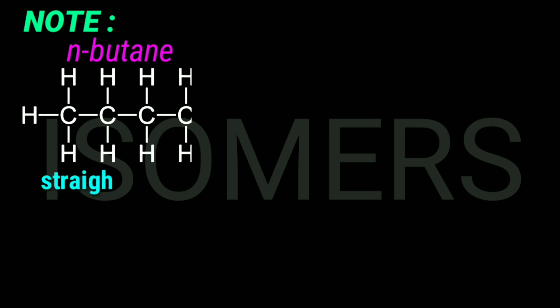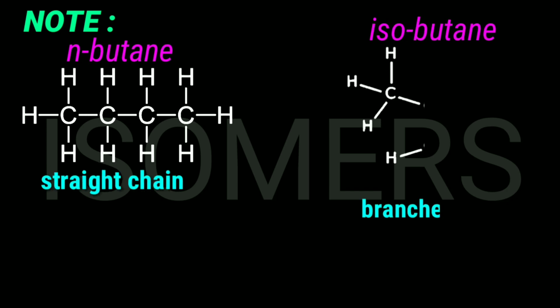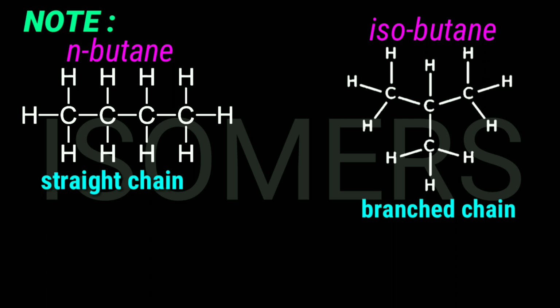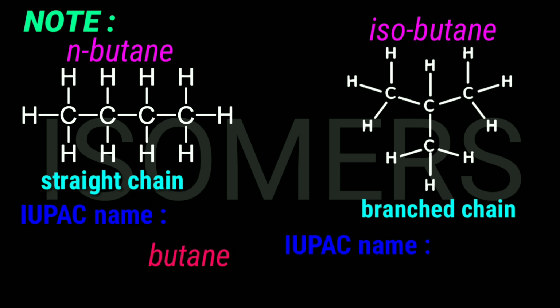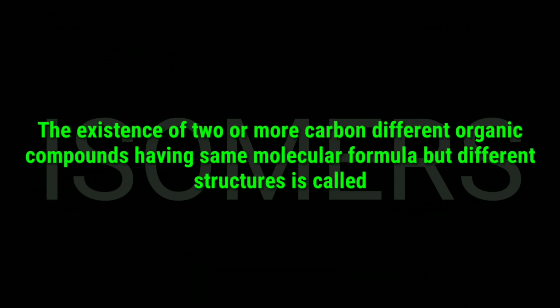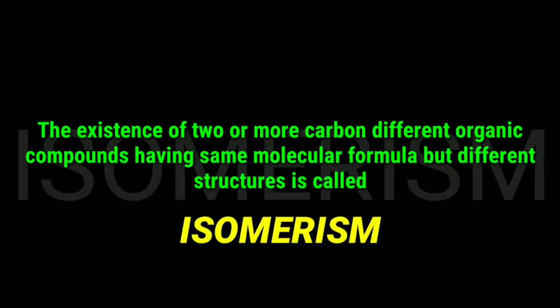Please note that normal butane has a side chain structure, whereas isobutane has a branched chain structure. Another point to be noted is that the IUPAC name of normal butane is butane and that of isobutane is 2-methylpropane or just methylpropane. The existence of 2 or more different organic compounds having the same molecular formula but different structures is called isomerism.